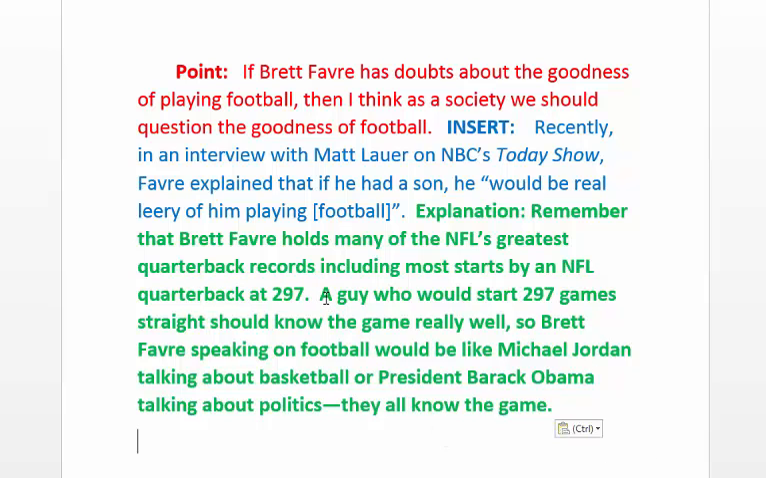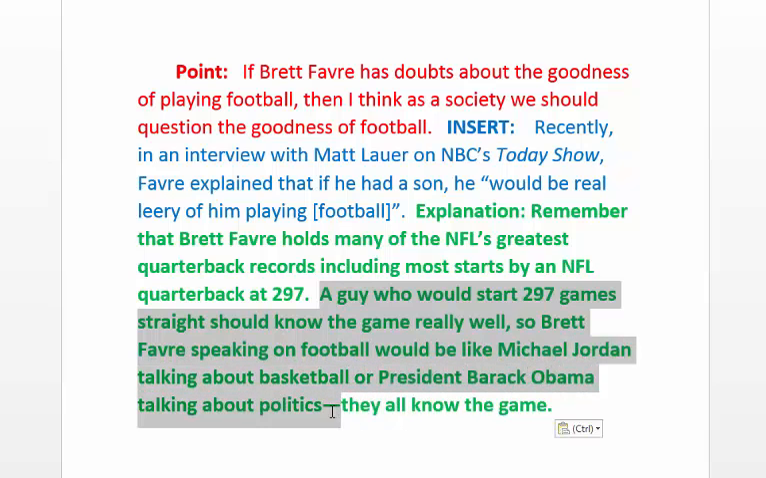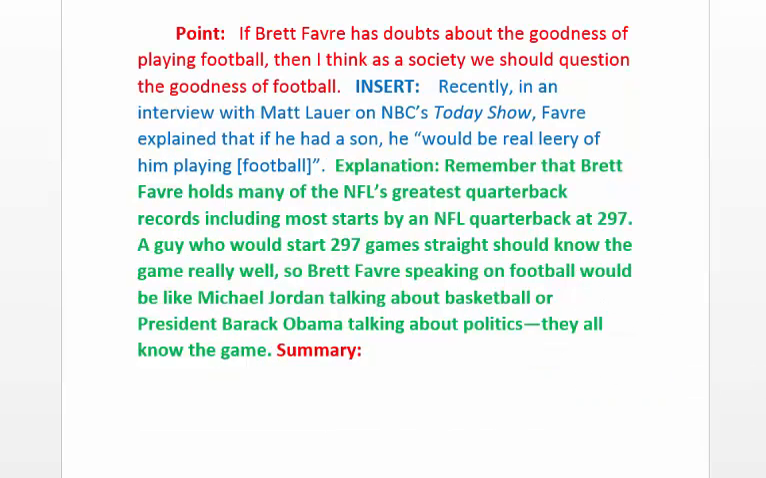And it reads, a guy who would start 297 games straight should know the game really well. So Brett Favre speaking on football would be like Michael Jordan talking about basketball or President Barack Obama talking about politics. They all know the game. So right now this paragraph is looking pretty good, and I'm ready to add my summary sentence. That's going to restate the main point, not using the exact words, but making sure that I clearly communicate to the reader what the main point of what they just read was.